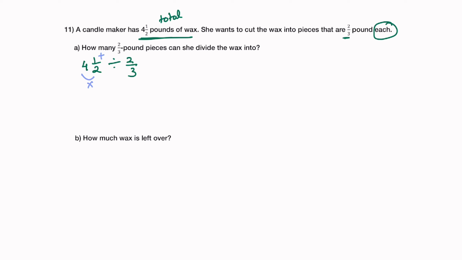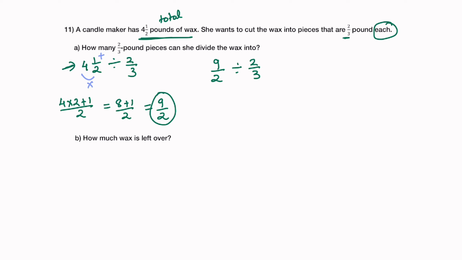That's times and that's plus. So we say 4 times 2 plus 1 over 2, which is equal to 8 plus 1 over 2, equals 9/2. So this is the improper fraction for this mixed fraction that we have. So we have 9/2 divided by 2/3, which we say 9/2. Division becomes multiplication and we invert this. So that's 3/2.